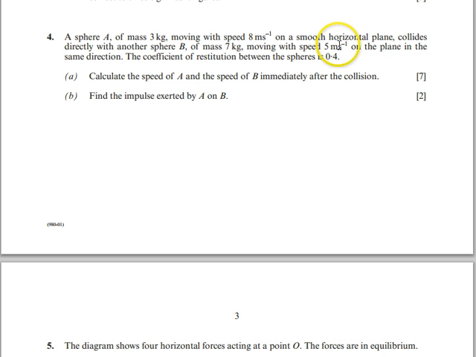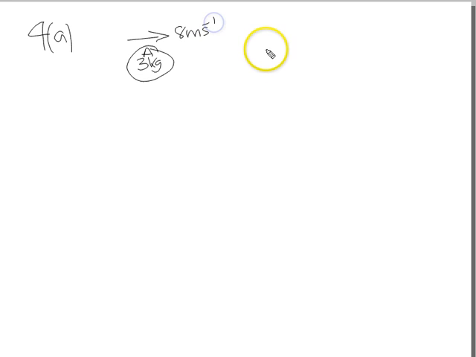So let's draw them first. They're moving on the same plane in the same direction. So let's draw them first before we get any more information. So it was two spheres, wasn't it? One of mass 3 kilograms, that was sphere A, and that was moving with a speed of 8 meters per second before the collision. Then you've got sphere B, and this is of mass 7 kilograms, moving with a speed of 5 meters per second.